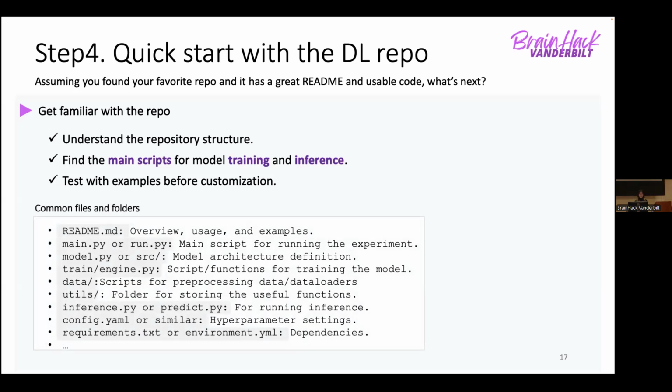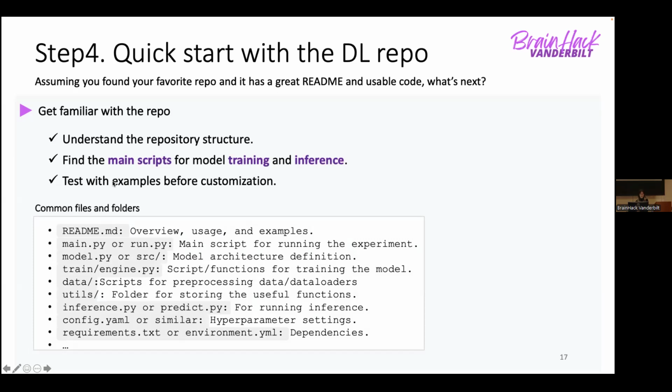Here are some common files and folders that usually appear in a deep learning repo. Definitely you want to read in detail the README file to get an overview and how to use the model. And the next thing is to find the main script for the model training and inference, like the main script here, the train function or train loop here, and also the inference and predict. This code is basically where you start to run the whole repo.